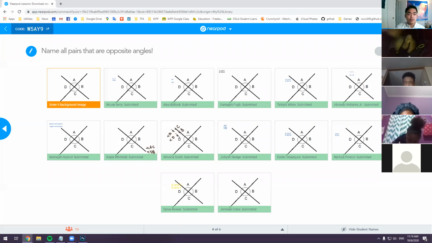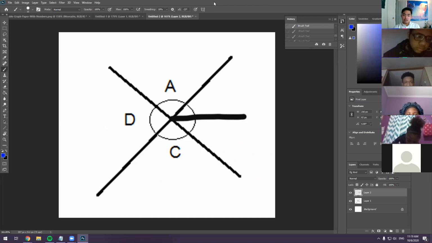So if everyone could please switch back to the Zoom window again. I know it's a lot of switching back and forth, and I apologize, but that's how it be when you're in the recording session.